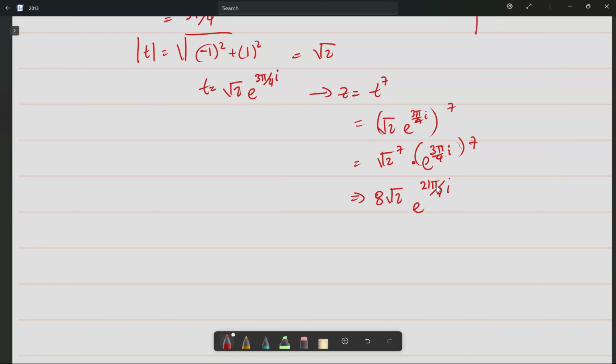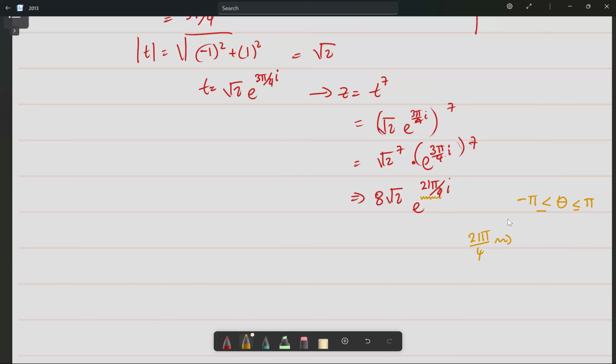However, we can't leave it like that. Even though this answer is perfectly correct, the angle up here should not be this large, because the expectation is that it should be between negative pi and positive pi. So this 21 pi over 4, we need to transform into the primary angle.